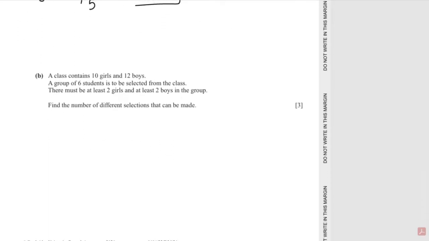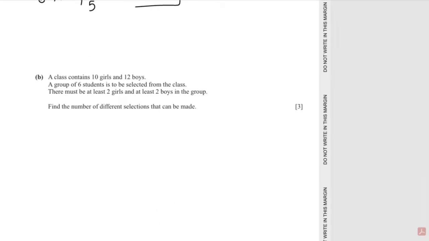Part B. A class contains 10 girls and 12 boys. A group of 6 students is to be selected from the class. So this is a combination problem now. There must be at least 2 girls and at least 2 boys in the group. Find the number of different selections that can be made.